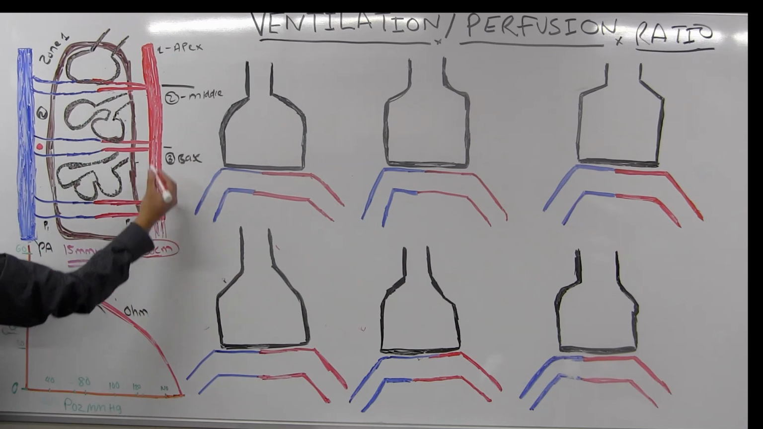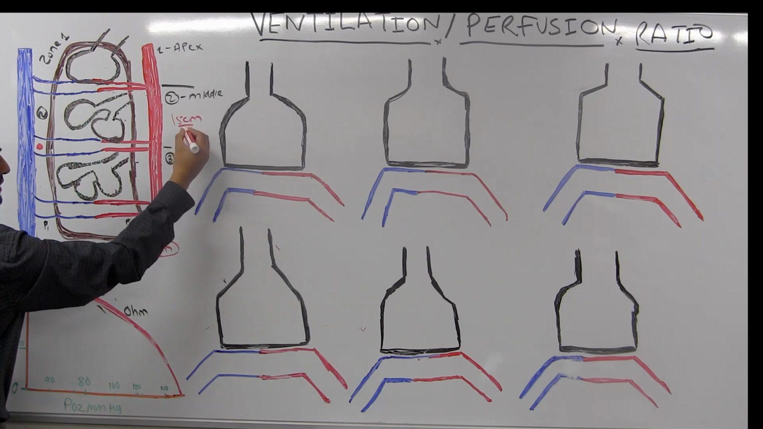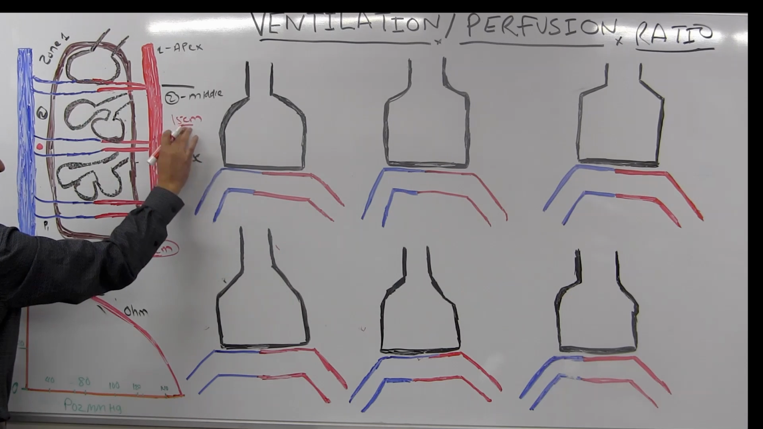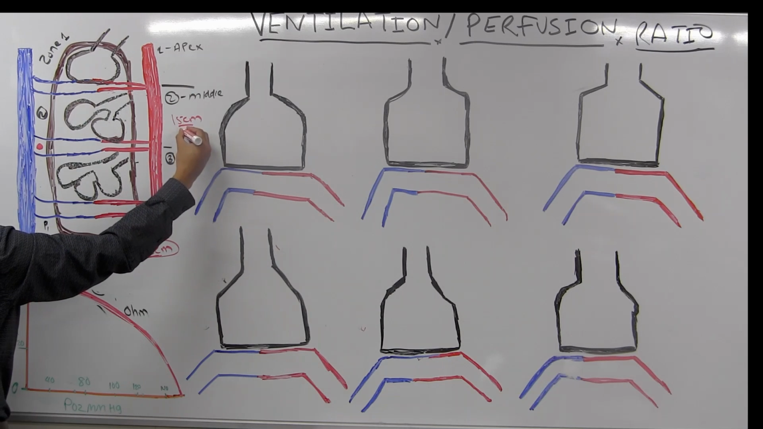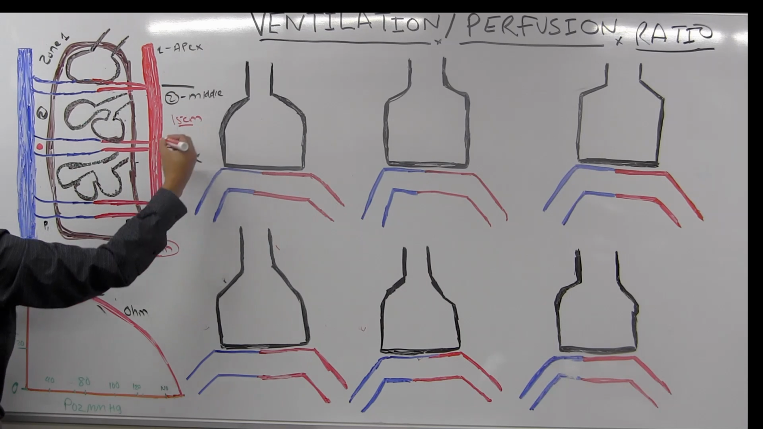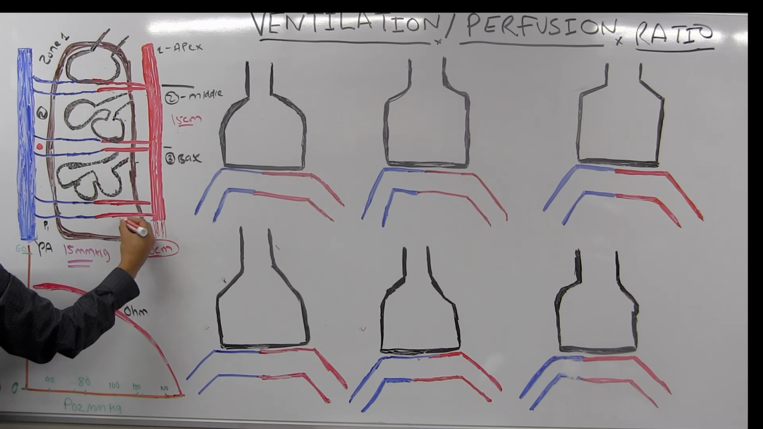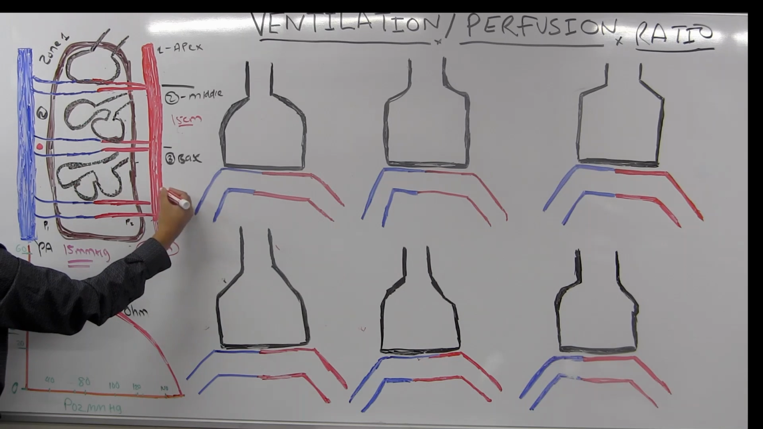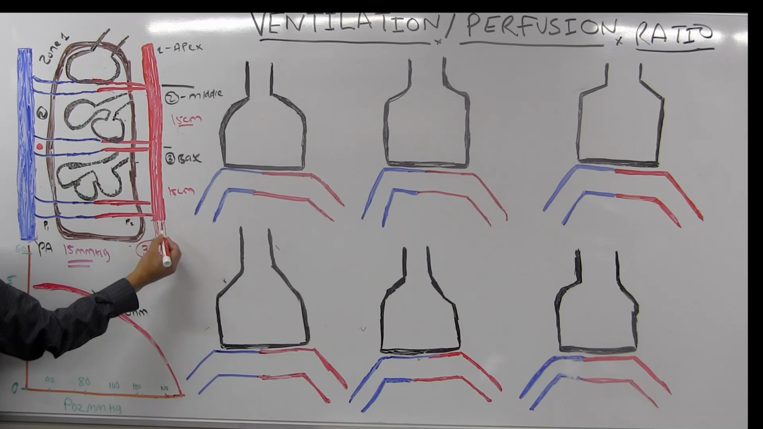There will be a 15 centimeter difference of water. That's the length difference, between the apex and the middle. The apex is going to be 15 centimeters less than the middle zone, and the base is going to be 15 centimeters more, or 15 centimeters of water, right here, let's just say this is a length.